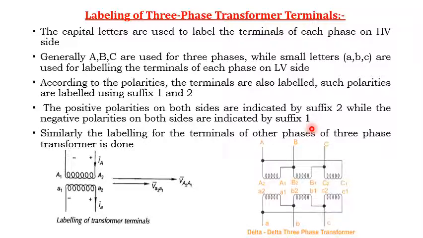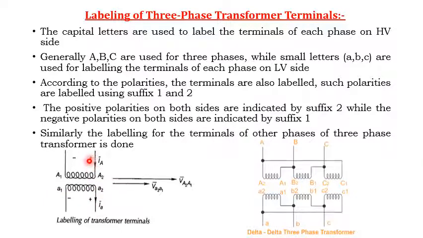Now, just shown here are the single phase as well as three phase system, and how the polarities are mentioned. For example, this is the HV side, and this is the LV side. The HV side is represented by capital letters, so here I just consider A1, A2. The LV side I can represent by small letters, that is small a, small a1, small a2.